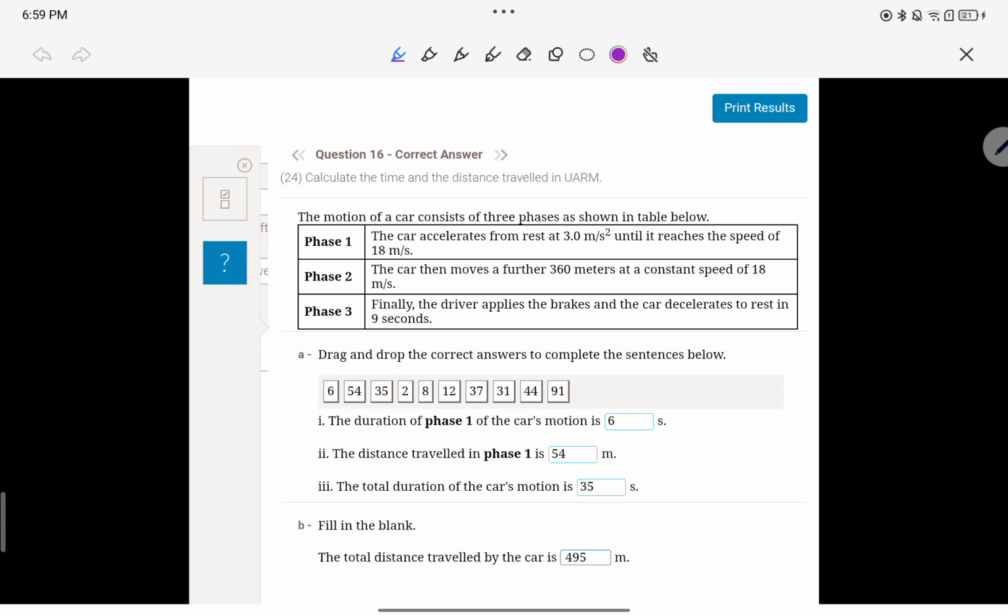Okay. For I, it's V equals U plus AT. So 18 equals 0 plus 3t. T is equal to 6.